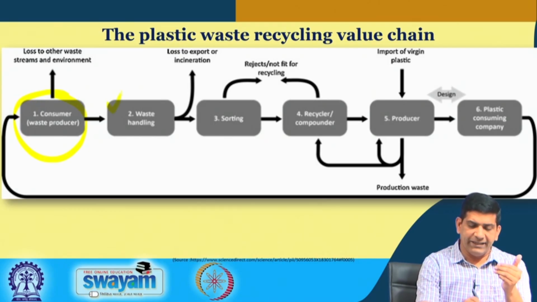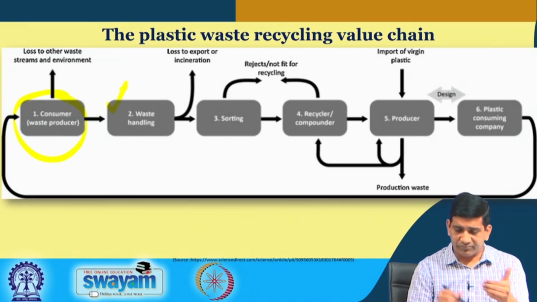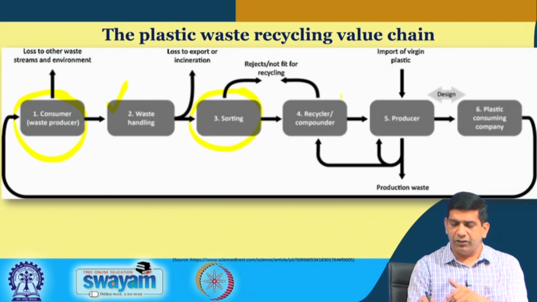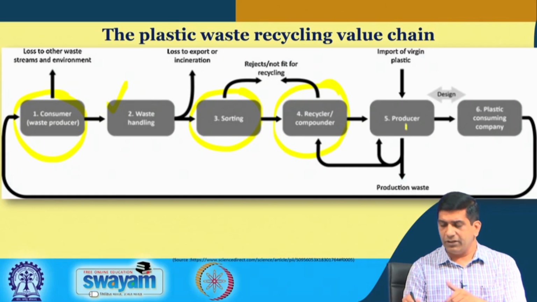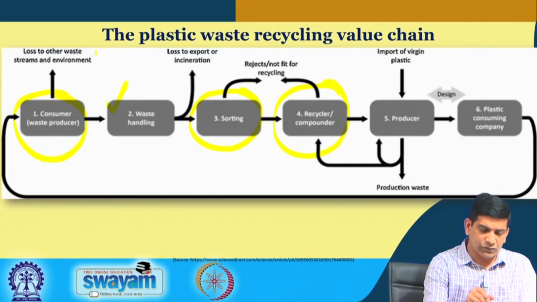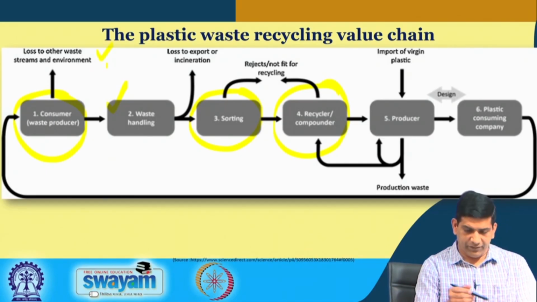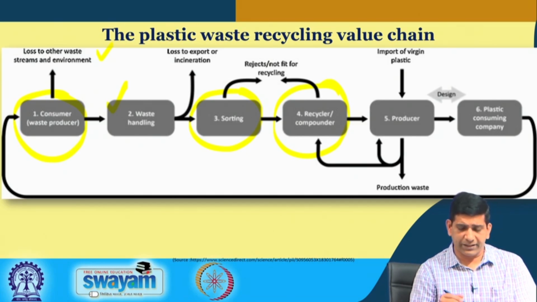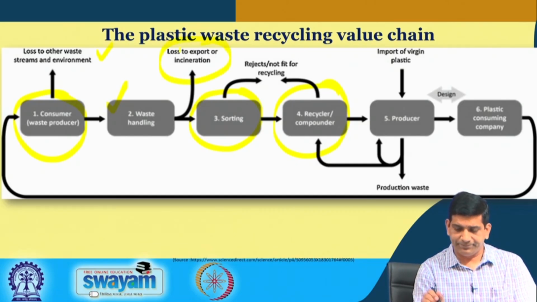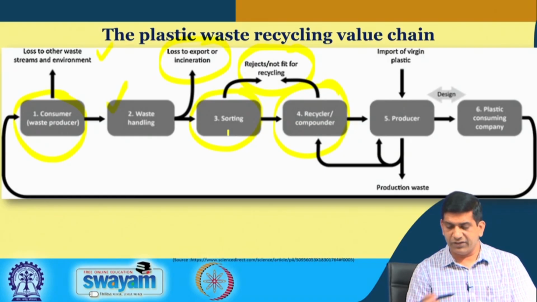Then there is waste handling, you handle the waste. Sorting, you have sorting for different types of plastic, you take it to a recycler's place, and in between, at the consumer stage, some is lost to other waste streams in the environment. You will lose part of it, it will not all get collected, there will be some loss to export or incineration. Then in sorting, there are rejects not fit for recycling; even in sorting you will find several things which are rejects.